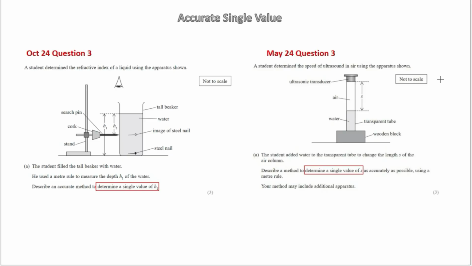So if you say clamp the meter rule to a fixed position and use a set square to ensure the meter rule is vertical, you are not getting two separate marks. This is only one mark. Always remember this.